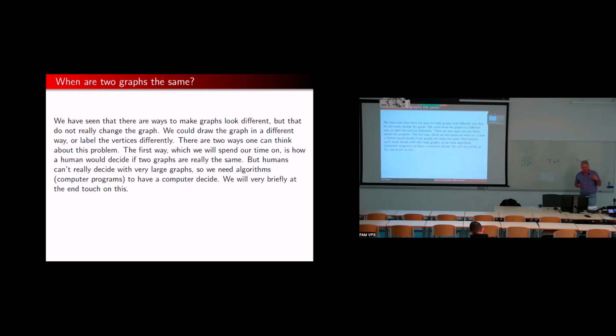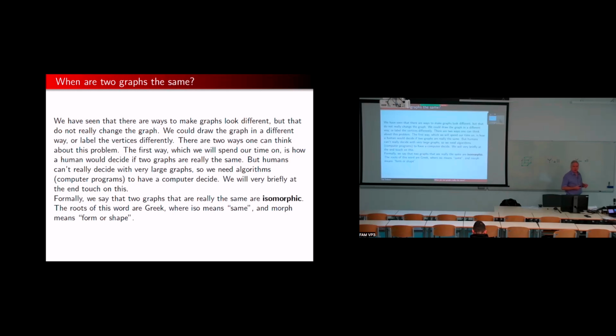Although I have to say that when we talk about the algorithms, I'm not really going to give you any details of how the algorithm works. It turns out, as my colleague Russ Woodruff likes to say, it's complicated. So a bit about the language. We'll say 2 graphs that are really the same are isomorphic. This word is not English, it's Greek. The prefix iso means the same, and morph means form or shape. So different forms, but the same.